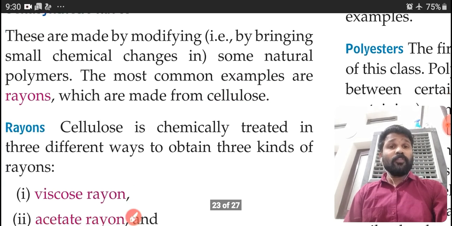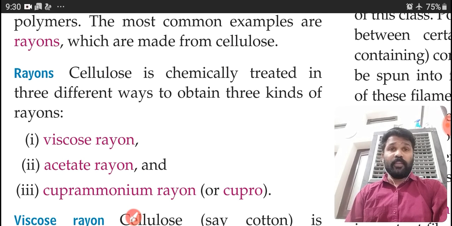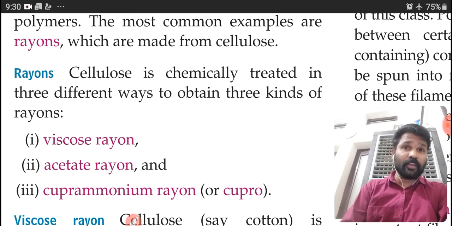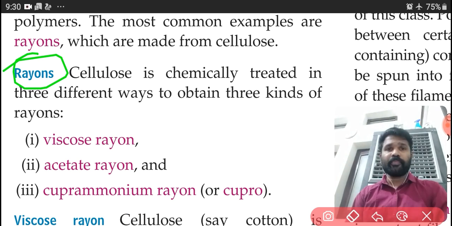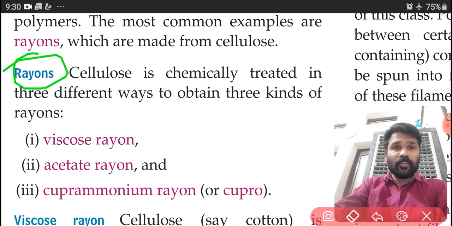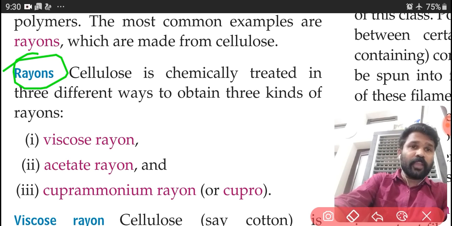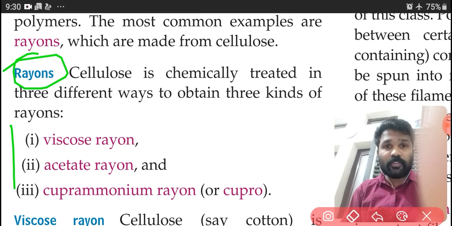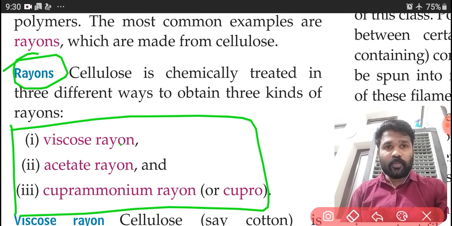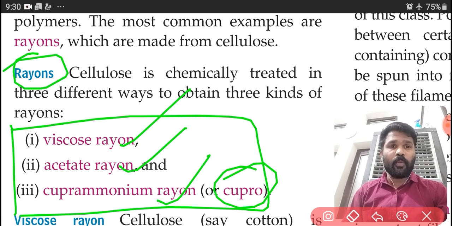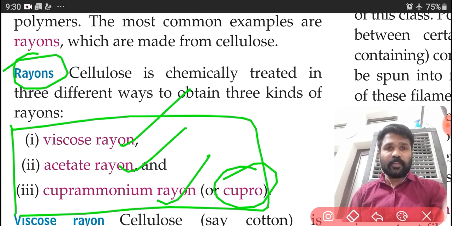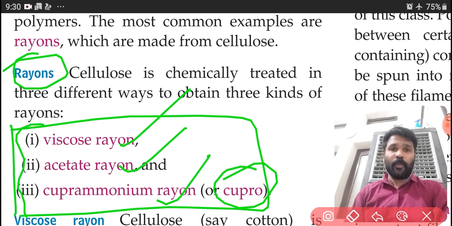Okay. Rayon means the cellulose is chemically treated in 3 different ways to obtain 3 kinds of rayons. We are going to discuss rayons here. There are 3 kinds of rayons: first, viscose rayon; second, acetate rayon; and cuprammonium rayon, or cupro.